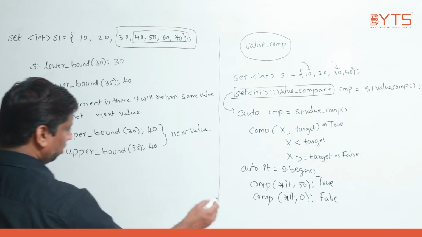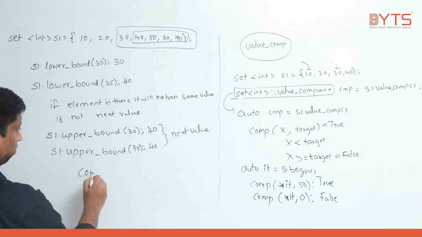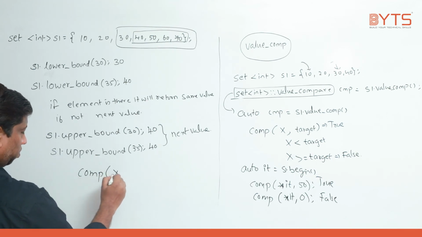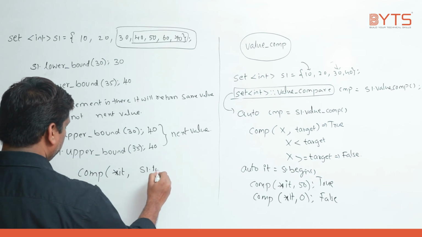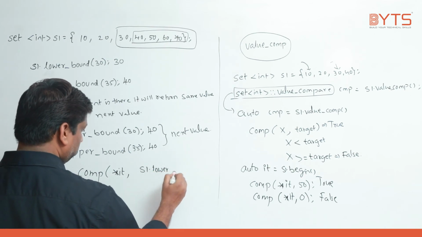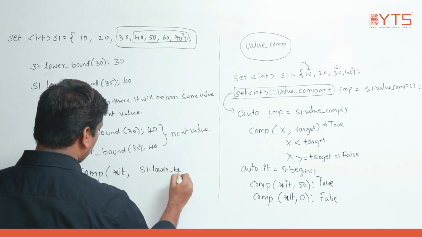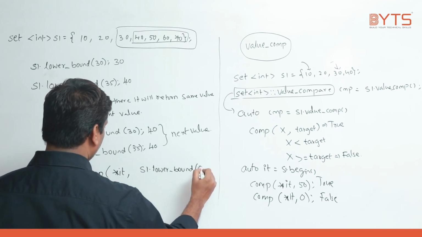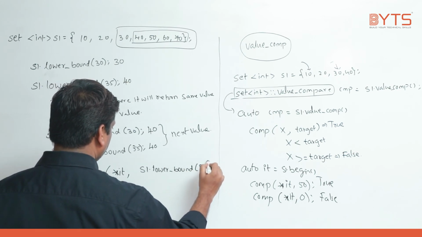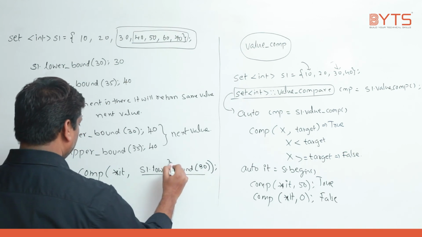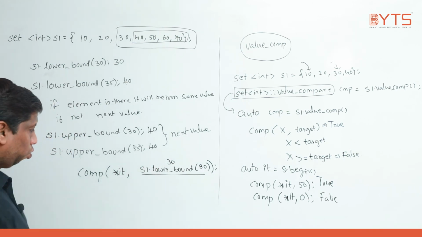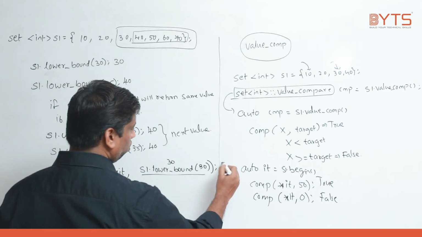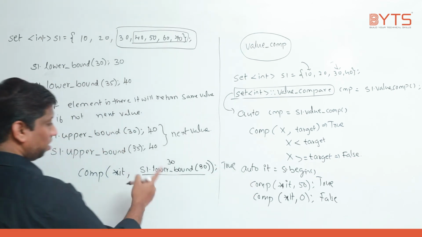Let us take, I am writing this way: comparison *it, comma s1.lower_bound of 30. What is the meaning? It will return 30. Now see, 10 less than 30, true. So it will return true. Means 10 is less than 30.